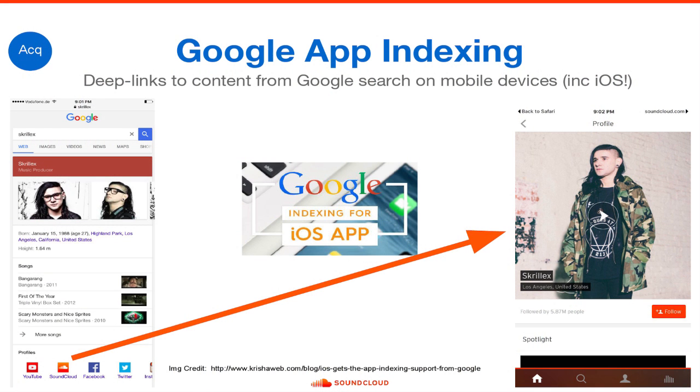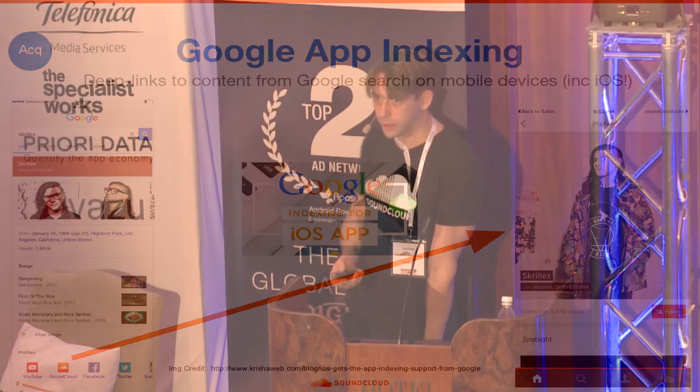So this is the idea. This is just an example. If you search for Skrillex in Google, even on an iOS device, this is not Android specific, it figures out, okay, does Skrillex have any profiles on other sites? So SoundCloud's listed there. If you click on that link, and if you already have the app installed, it'll take you straight to Skrillex's profile inside the SoundCloud app.